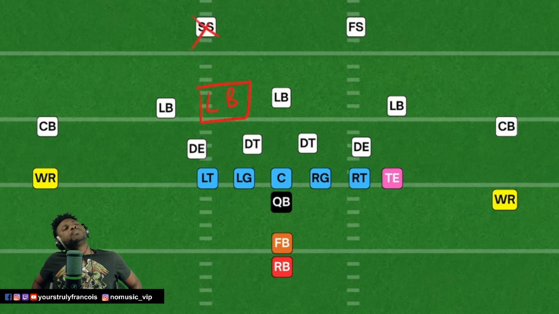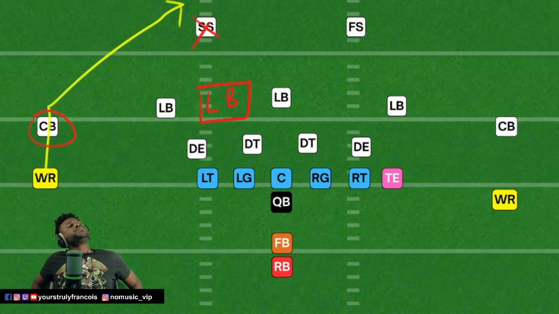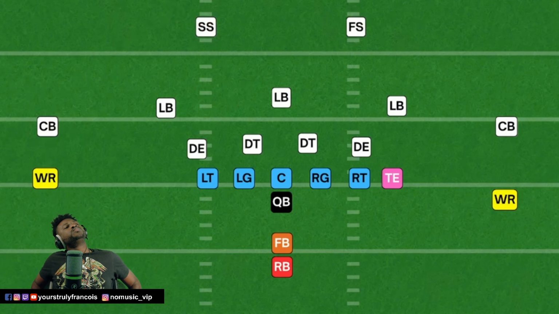bigger, stronger positions that are more effective against the run. However, this weakens their ability to protect against the pass and requires their defensive backs to cover receivers without much or any support.